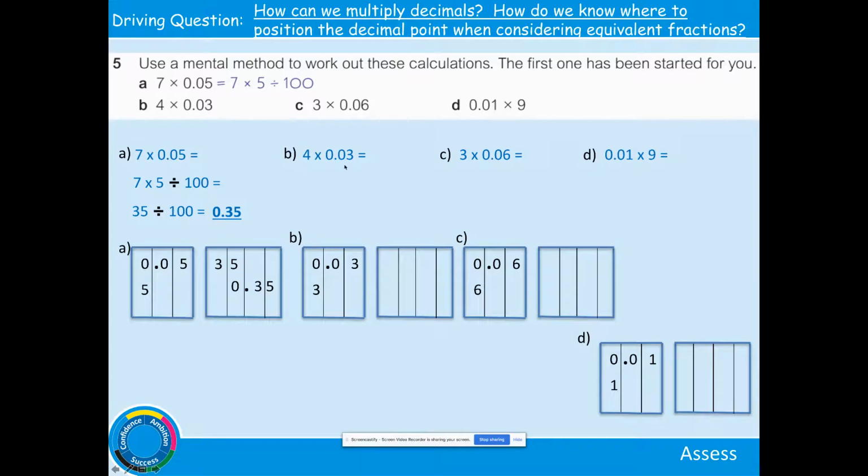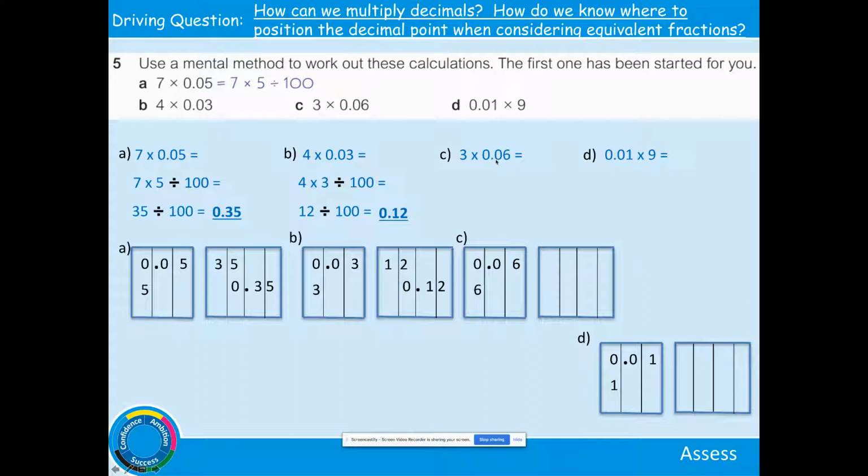B, 4 times 0.3. I'm going to multiply by 100 to get a whole number, 1, 2 places, which means I've got to divide my answer by 100. So 4 times 3 is 12. Divide by 100, let's just check it out on the grid here, is 0.12.